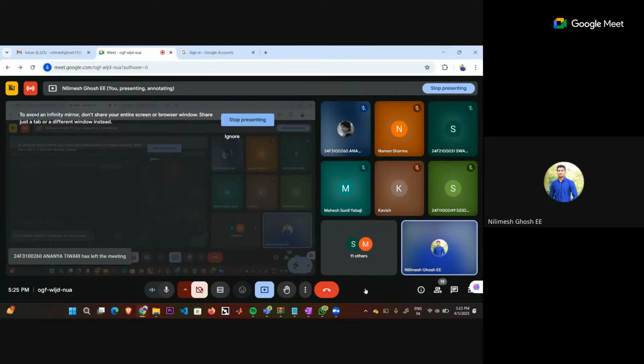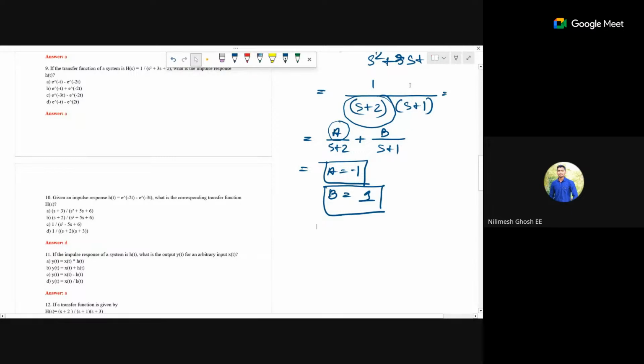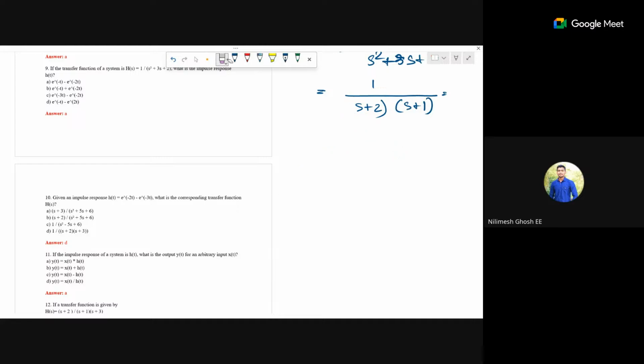Okay, if no one has any doubt, I will move forward. So I got 1 by (s+1) minus 1 by (s+2), right? It will be minus, right? Because A was -1 and B was 1. So A is this coefficient.